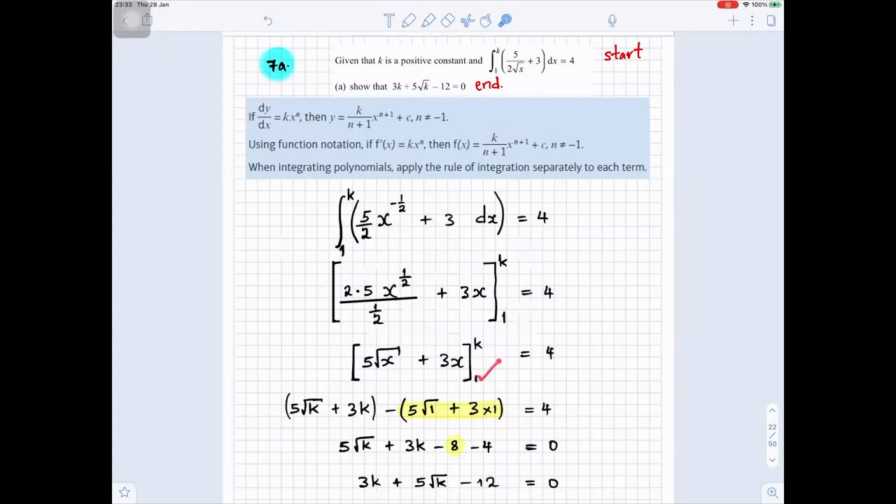And you're integrating from 1 to k. Now we substitute in k. So k goes in there, so it becomes 5 root k plus 3k, k goes there. And now we substitute 1, 5 root 1 plus 3 times 1. So that gives you 5 root k plus 3k minus 8 minus 4. So 3k plus 5 root k minus 12 equals 0. QED. Quod erat demonstrandum.